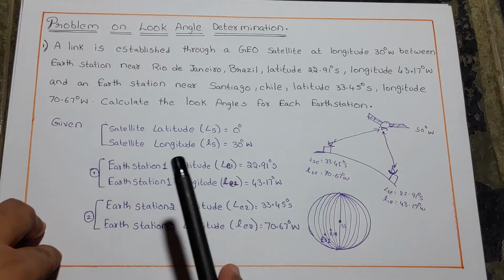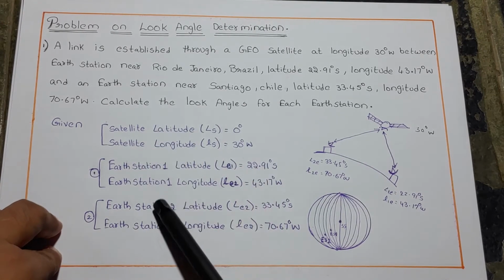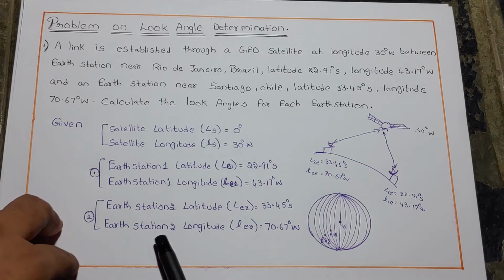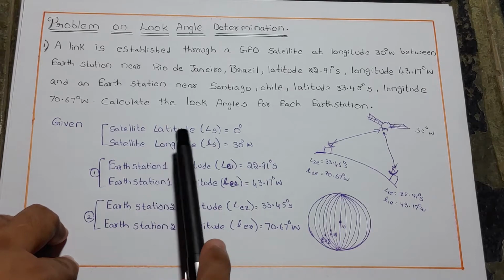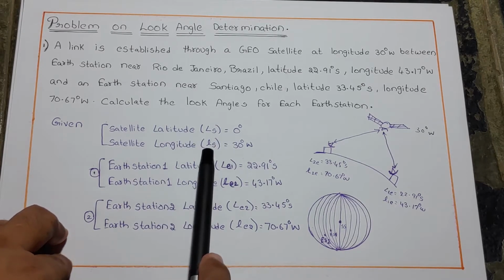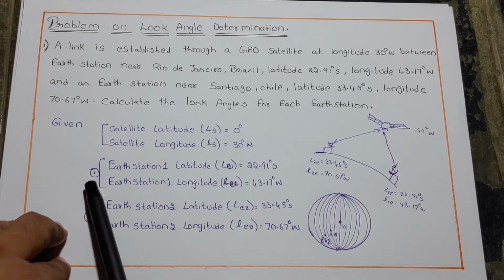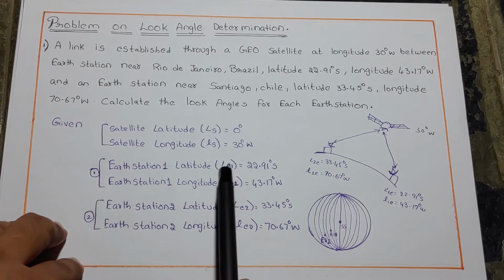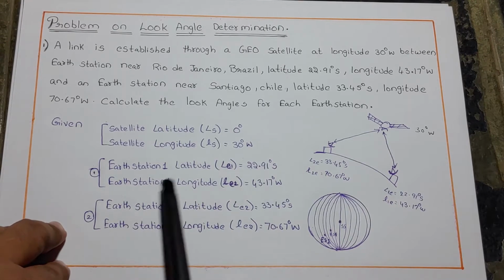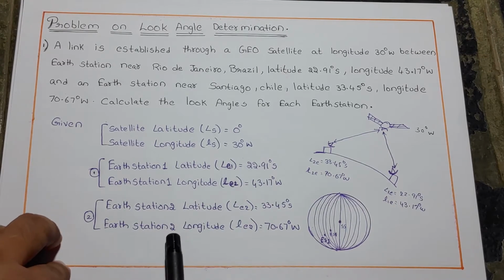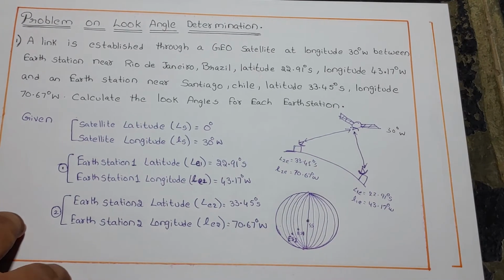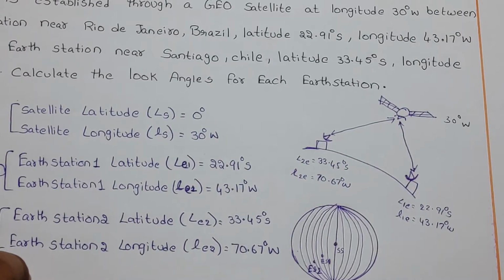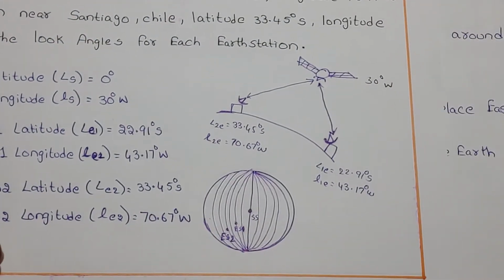I recommend taking the given question in this format so that we can solve it very easily. That is, the satellite longitude and latitude positions, LS and small ls, and the earth station antenna positions, that is LE1 and LE2, small le1 and le2. In the same way for earth station 2. After completing this, I recommend drawing a picture based on the question.